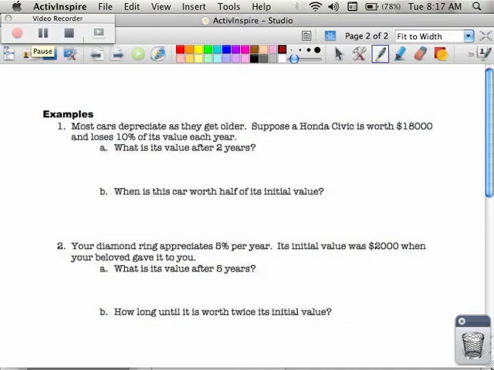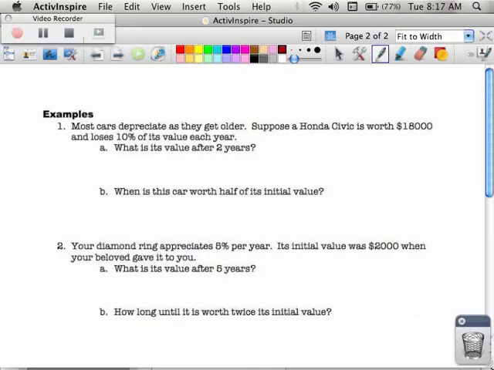Number one here that we have, after this little investigation in the beginning, what you find out is that most cars, and if you ever buy a car you'll find this out, depreciate. So you buy a car brand new off the lot, it's $25,000 today. A year later, you'd be lucky if you get $20,000 for it because they go down pretty fast. But in this example, they're talking about a brand new Honda Civic, about $18,000. And it's going to lose 10% of its value each year.